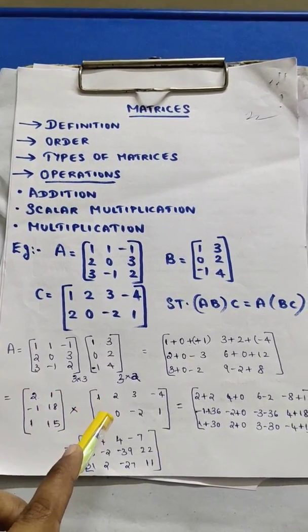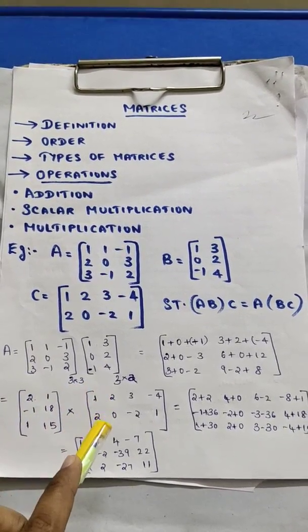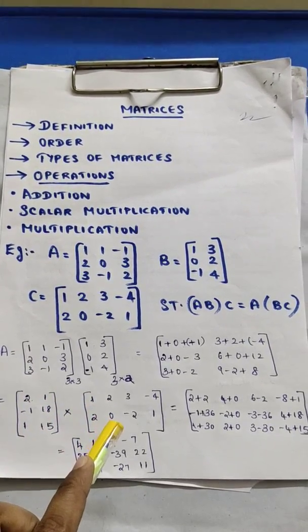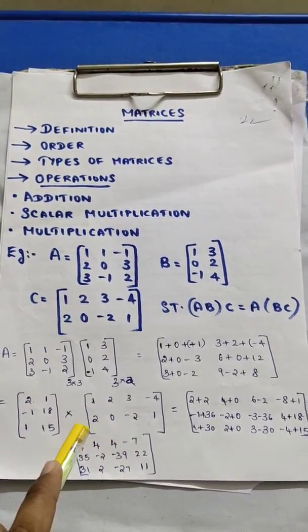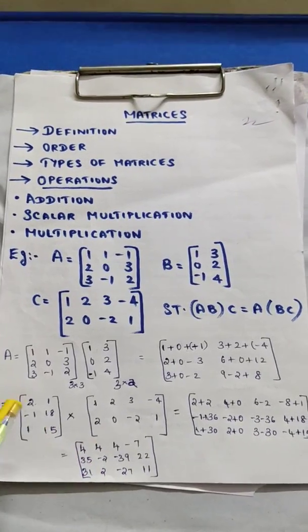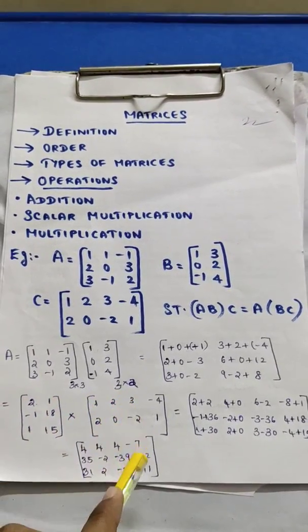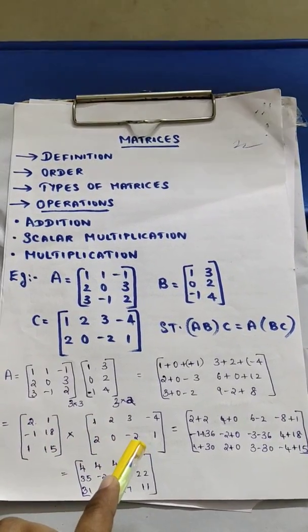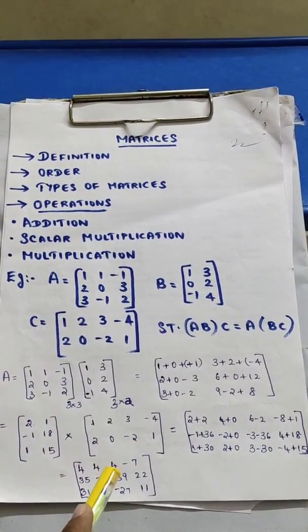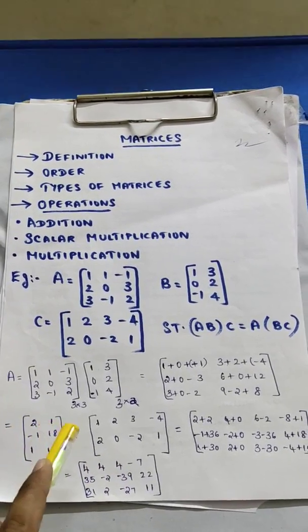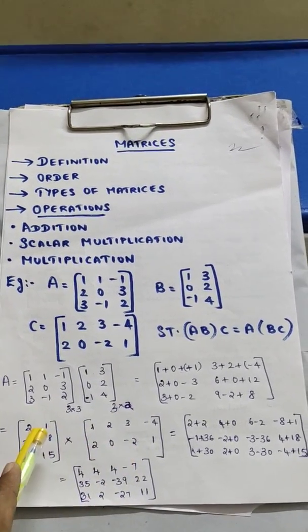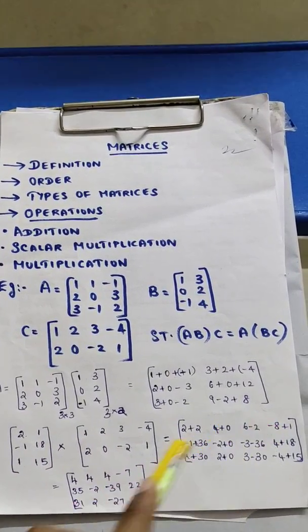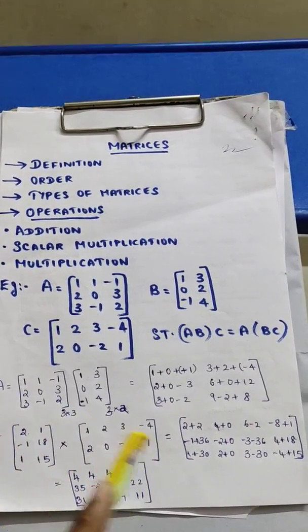Now moving to second column. So first row into second column, 2 into 2 plus 1 into 0, which will give you the element in first row second column. Now you will multiply first row into third column. So 2 into 3 plus 1 into minus 2, that is 6 minus 2, 4. So first row third column. Now first row fourth column. So 2 into minus 4 plus 1 into 1, which will give you minus 8 plus 1, which is minus 7. Now first row is completed.